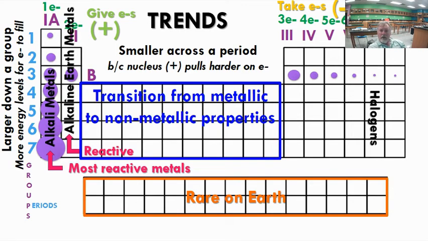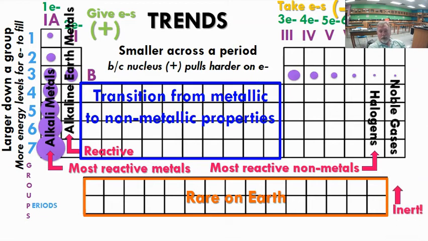The transition metals there in the middle, the rare earth ones on the bottom. Group 7 is our halogens. Remember, they're the most reactive non-metals. Alkali metals, group 1, are the most reactive metals. And then group 8, let's put our label on there for the noble gases. And what do we know about them? They're inert. They don't react at all.